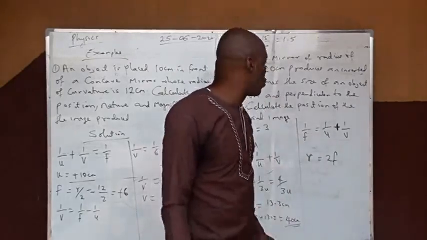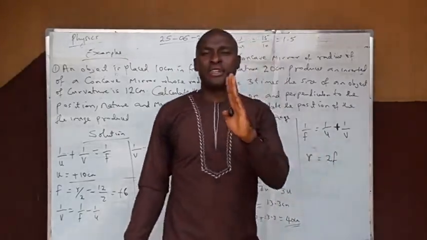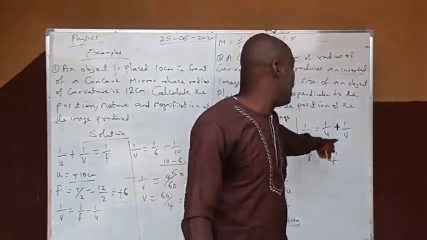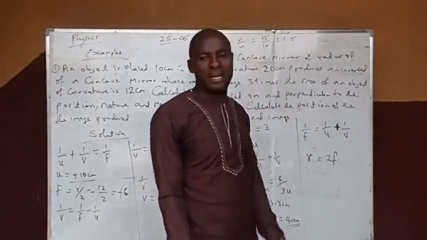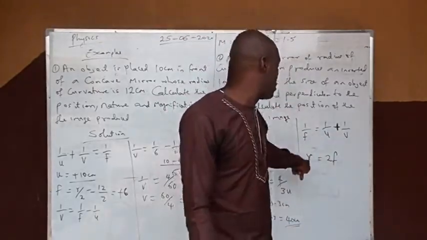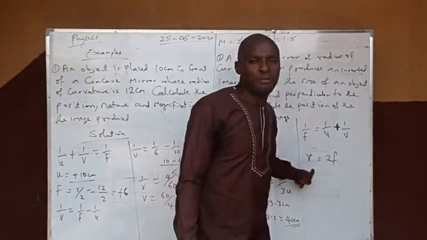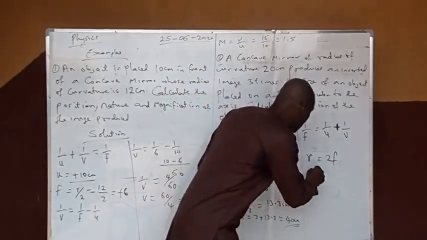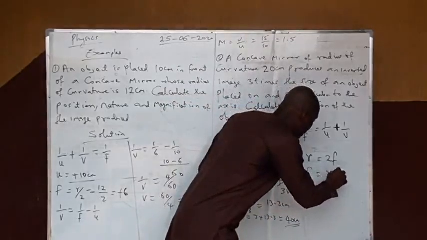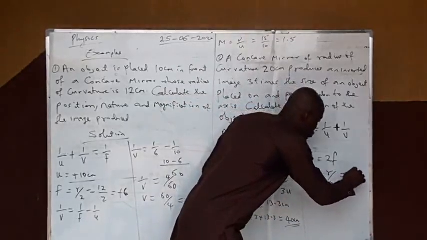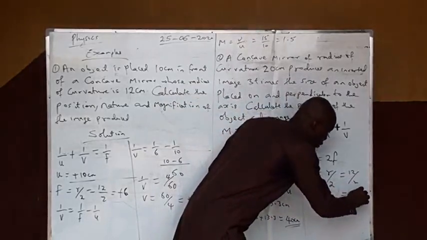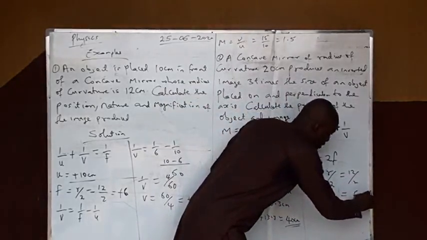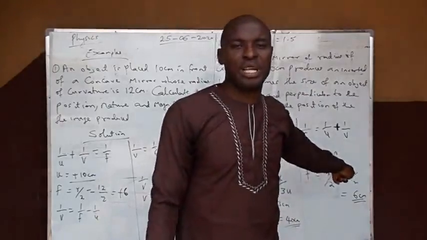So what we do now is we try to find a relationship that can give us either image distance or focal length. And that is what brought about this relationship between radius of curvature and the focal length. In that case, I can now say that focal length is equal to r over 2, which is equal to 12 over 2, which is equal to 6 centimeter. So we have gotten 6 centimeter as focal length.